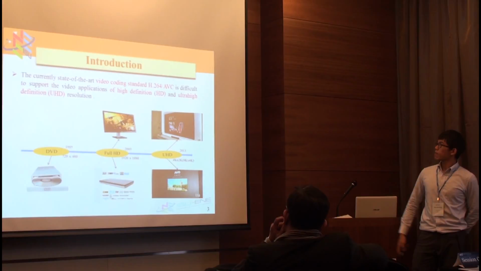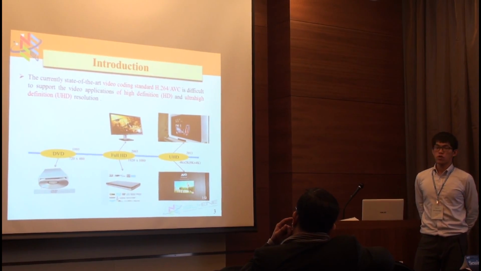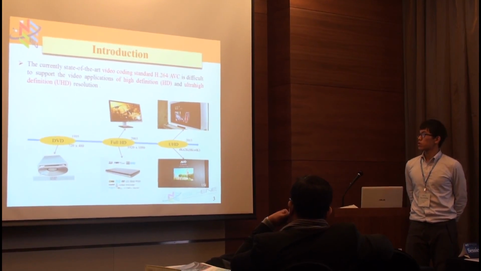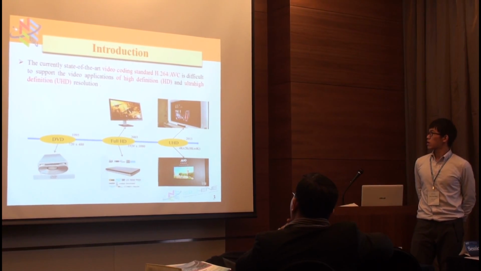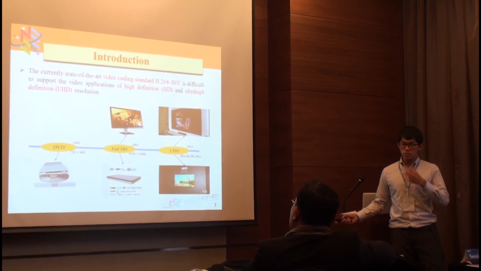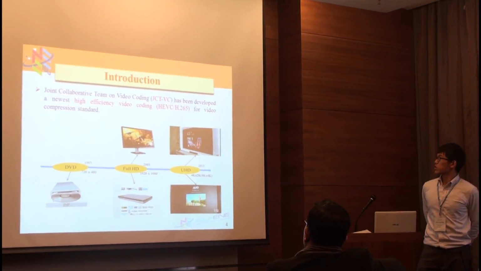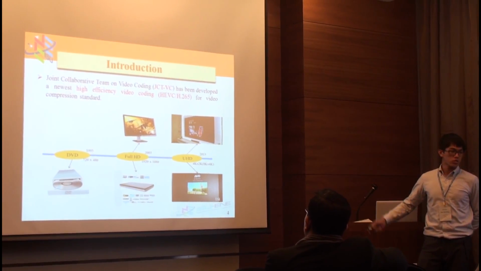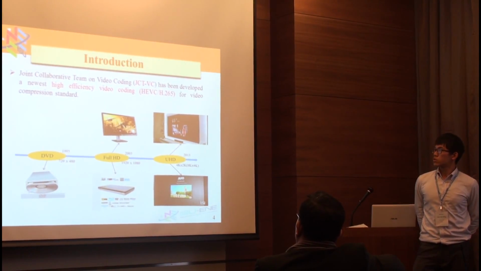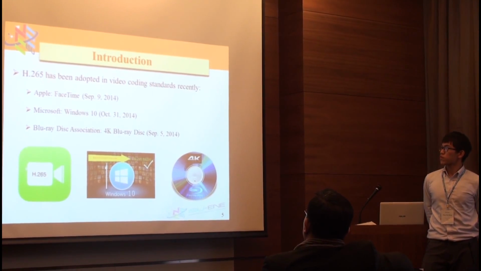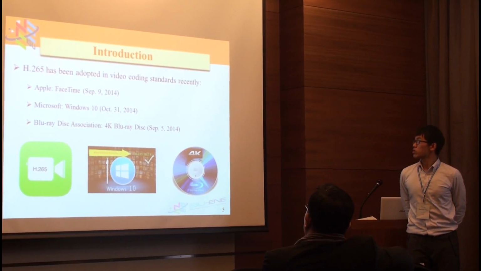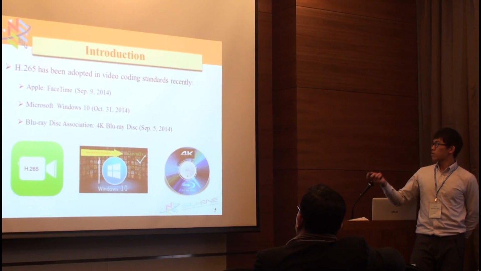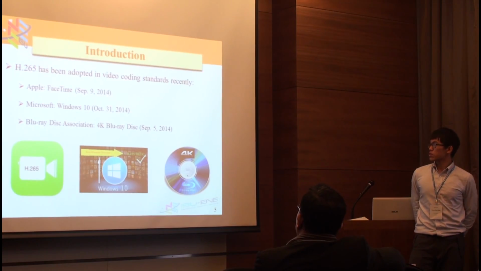First, introduction. The current state-of-the-art video coding standard H.264 has difficulty supporting video applications of high definition and ultra-high definition resolutions. JCT-VC has developed a new high-efficiency video coding standard called HEVC, H.265, for video compression. H.265 has been adopted recently in Apple FaceTime, Microsoft Windows 10, the Blu-ray Disc Association, and 4K Blu-ray Disc.